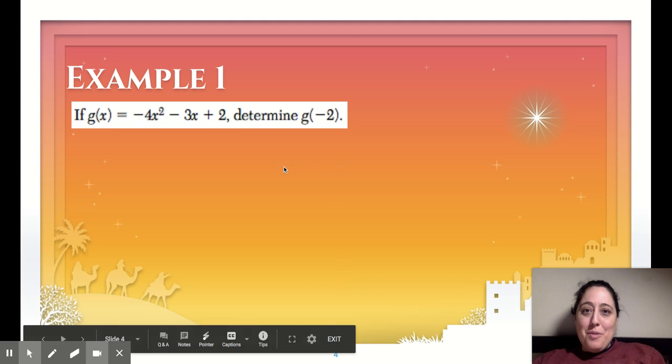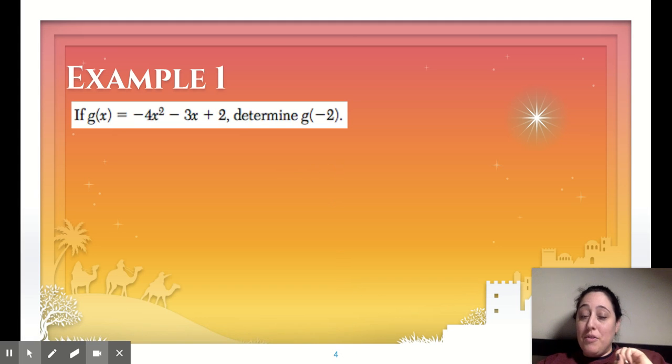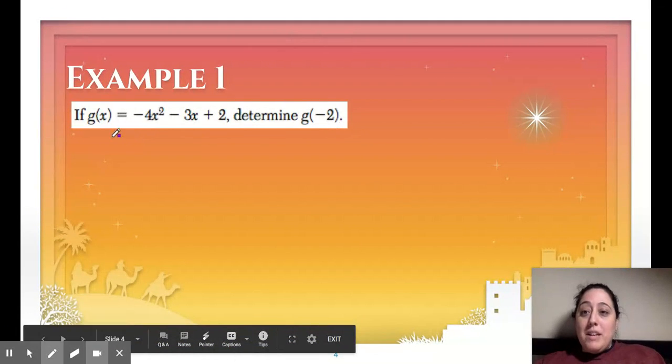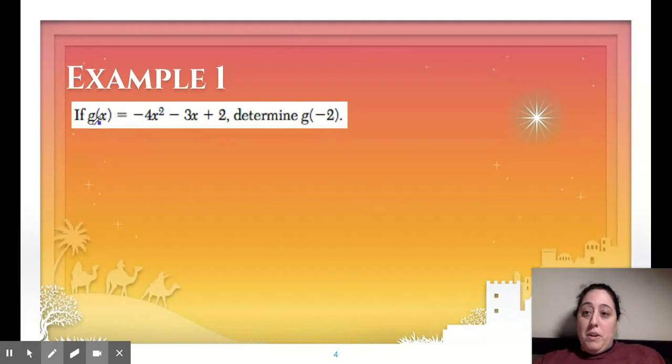Hey guys, so today we are doing day 2 of transformations, and I thought we would start with a first example of just substituting in an x value to get a y value. Okay, so what I'm going to do here is just read the question, right?